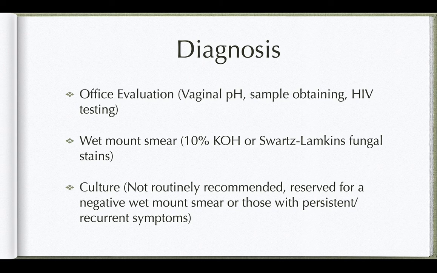Once a sample is obtained, a wet mount smear can be prepared by adding 10% potassium hydroxide. This eliminates cellular components, making it easier for one to see the budding yeast, the pseudohyphae or hyphae. A Swartz-Lamkins fungal stain can also be added, which is potassium hydroxide with surfactant and a blue dye, which will then cause blue staining of the candidal species, making it easier to see under a microscope.